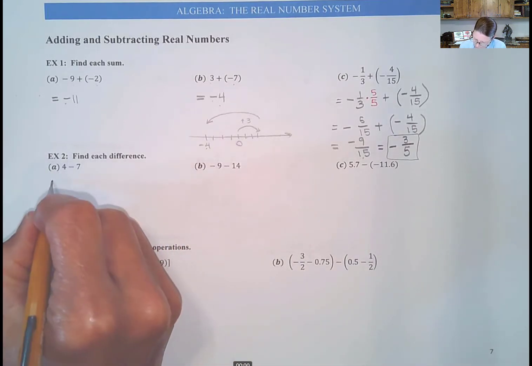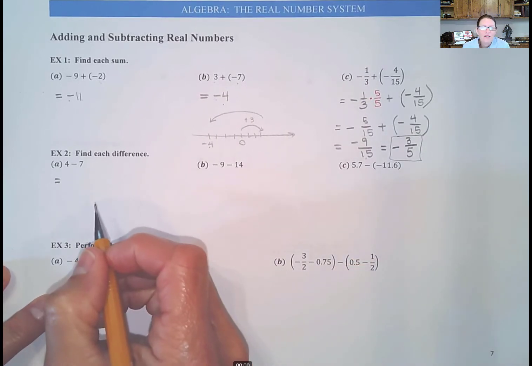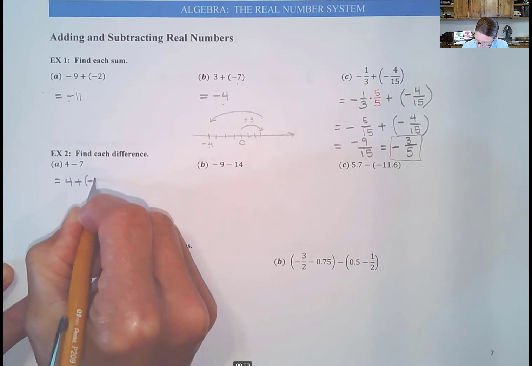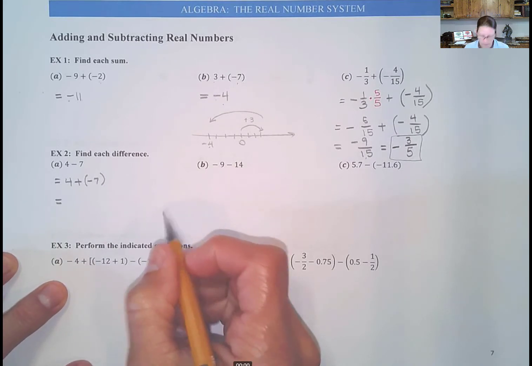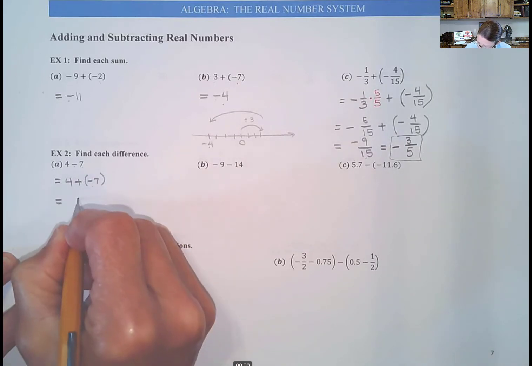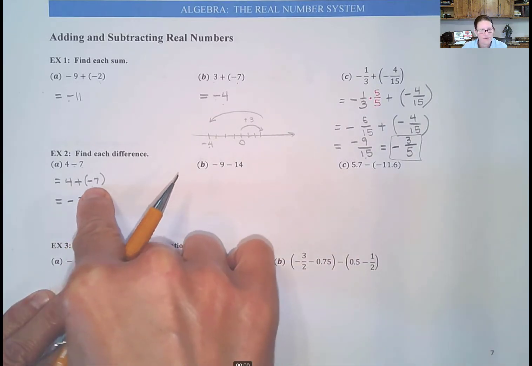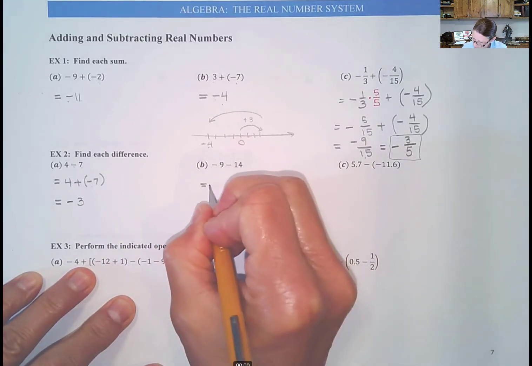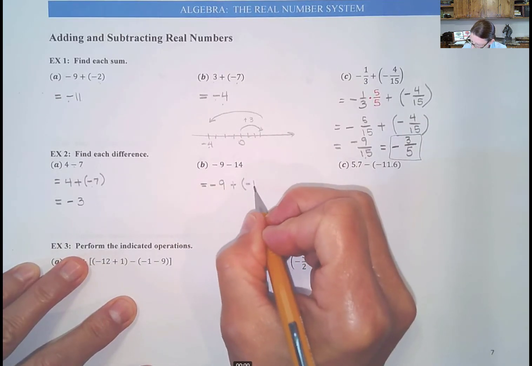Example 2, we're going to find each difference, and if you would like to think of subtraction as adding the opposite, you're welcome to do that. 4 minus 7, you can think of as 4 plus -7, and then we just use the rules for addition. Okay, 7 is a negative term, isn't it? 7 minus 4 is 3, but we give that result the negative symbol, as -7 has a larger absolute value than +4.